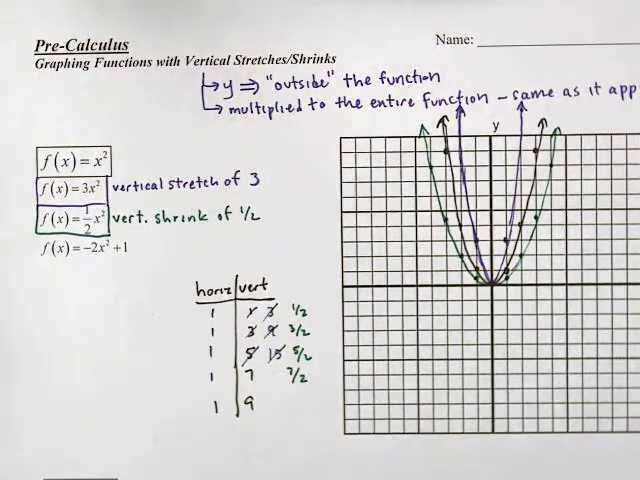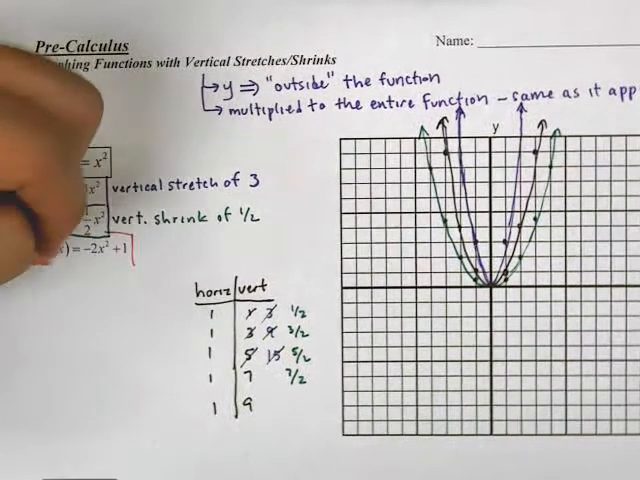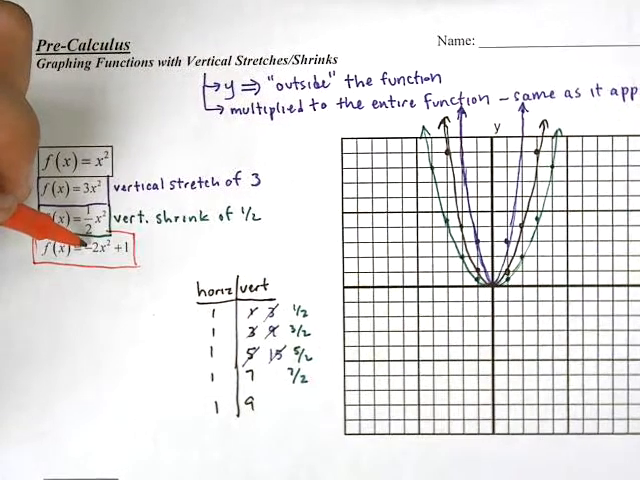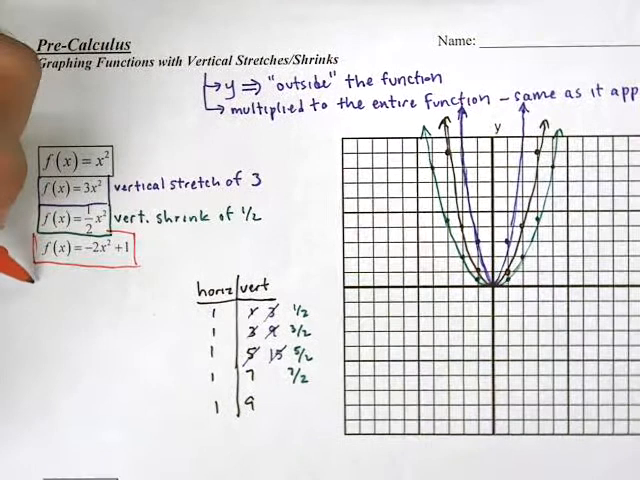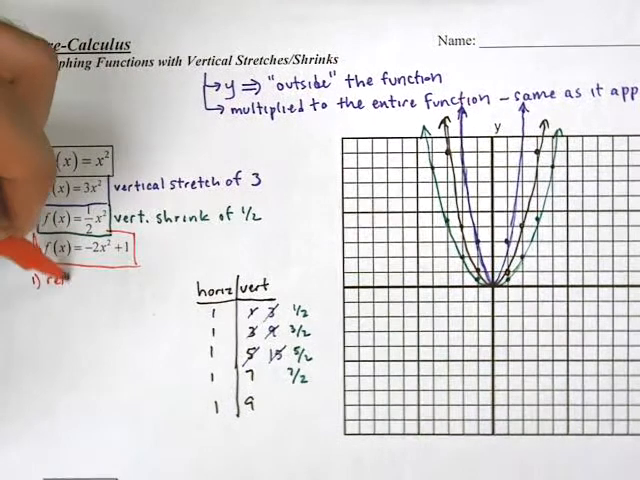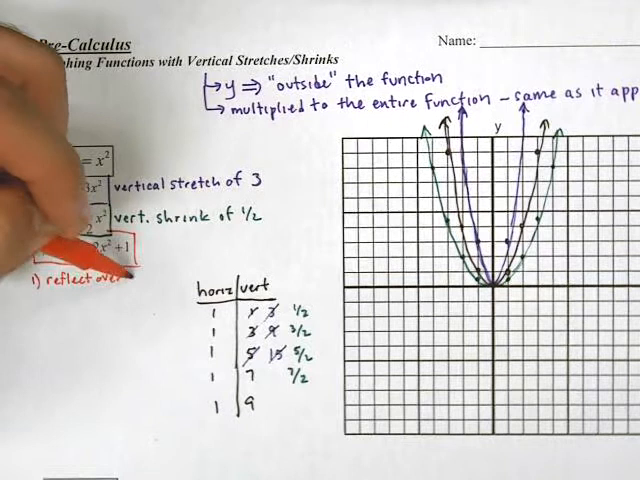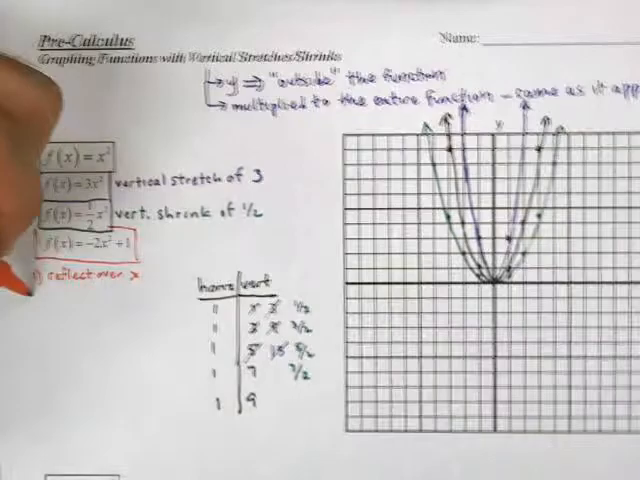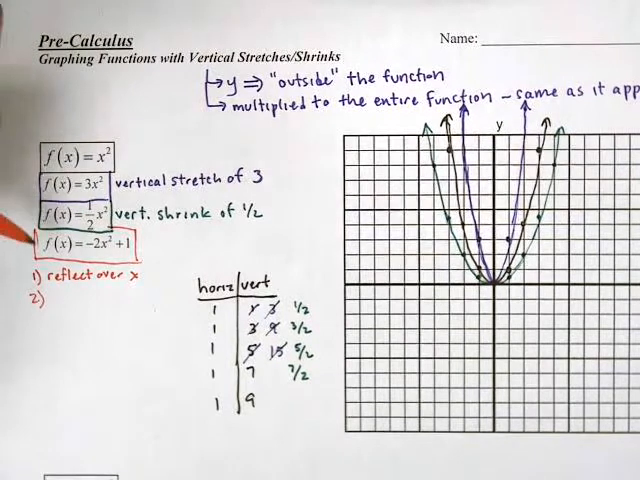Let's think about this one. A few things are happening here. The very first thing we have to recognize is there's a negative, okay? And it's outside the function. So the first thing is reflect over x. Okay, reflect over x.